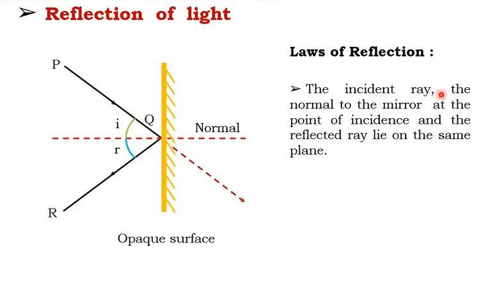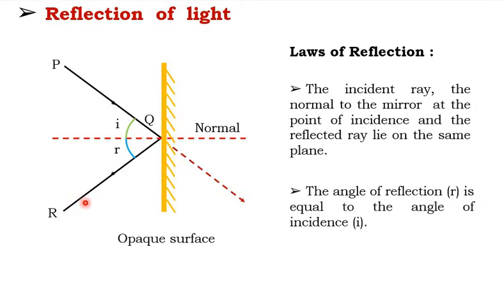The law says that the incident ray, the normal at the mirror and the point of incidence, they lie in the same plane. That means incident ray, normal and reflected ray, they all lie in the same plane. Also it says that r equals i, that means angle of incidence is equal to angle of reflection. So this is what we studied in class 10th.